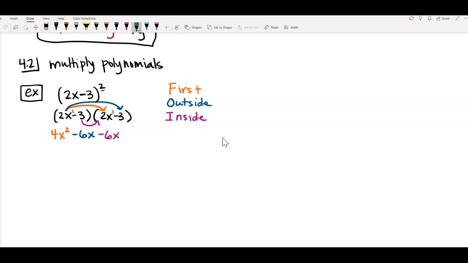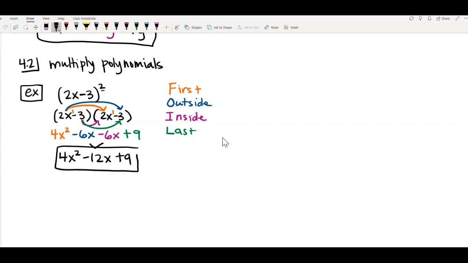And then the L in FOIL stands for last. So the last terms in each of the binomials. So -3 times -3 is a +9. And then you just want to make sure that you combine any like terms together that you have, right? And so I can see in the middle there, I've got some like terms, all right? So I'm going to bring down the 4x squared, combine my -6x and another -6x, which is -12x, and then bring down my 9. Okay. So that would be my answer there.